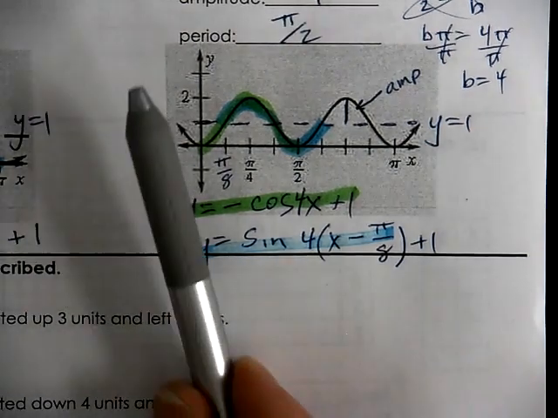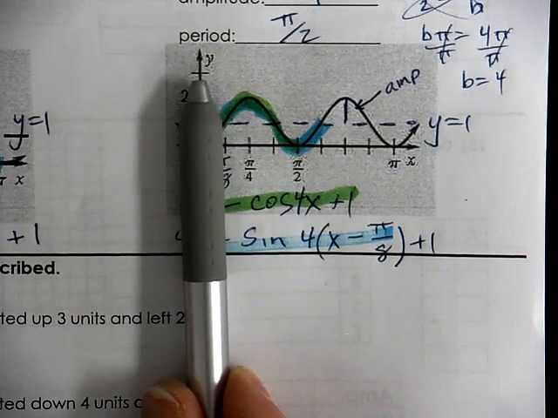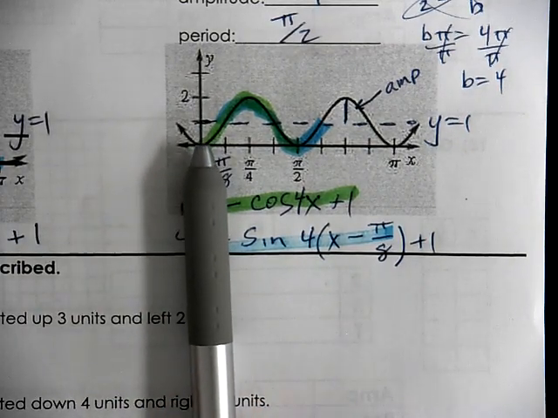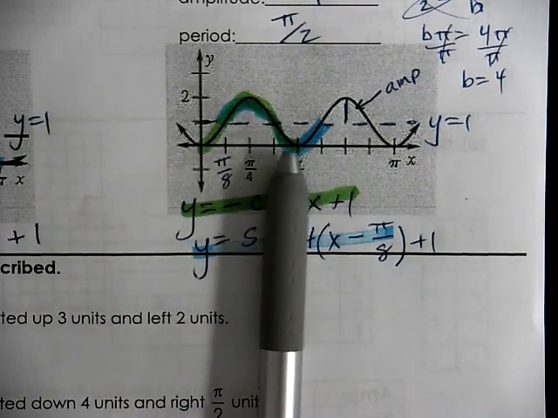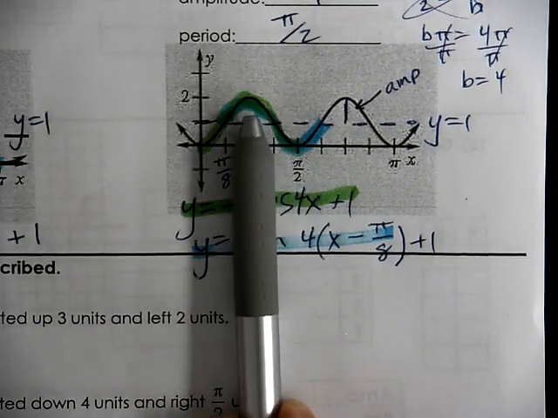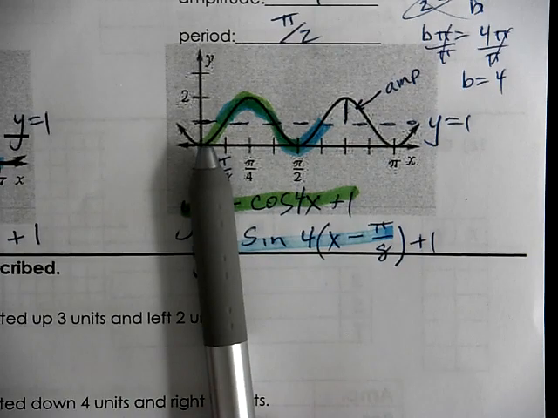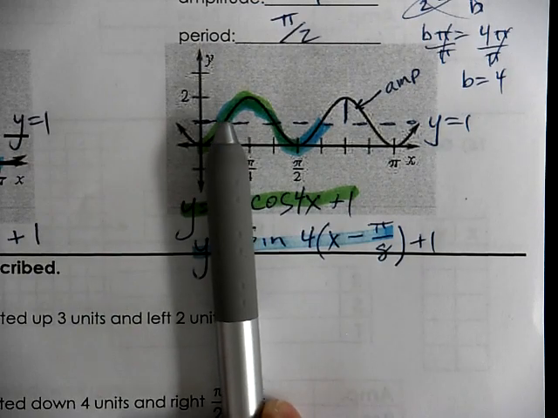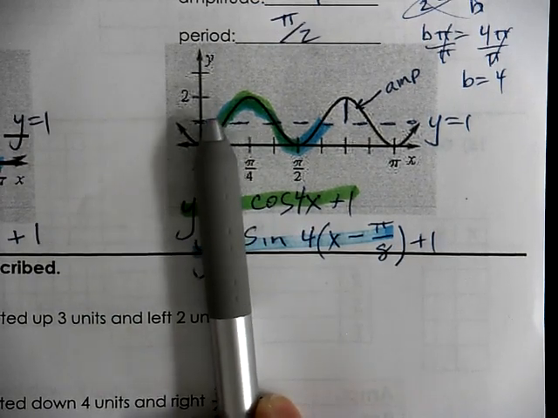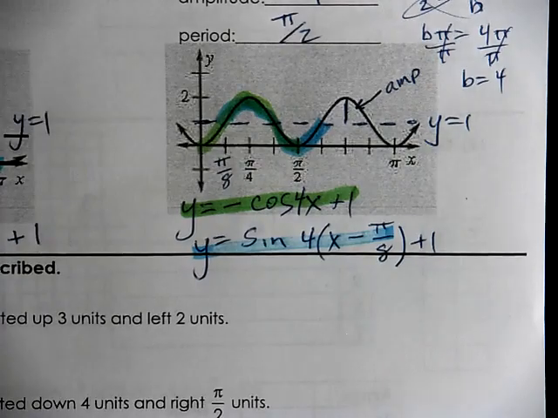But I would focus on the y-axis and look at where the graph touches the y-axis and use that as the beginning of your graph. If that's a minimum value, you use that as a cosine. If it's on the midline, then you use it as a sine graph.